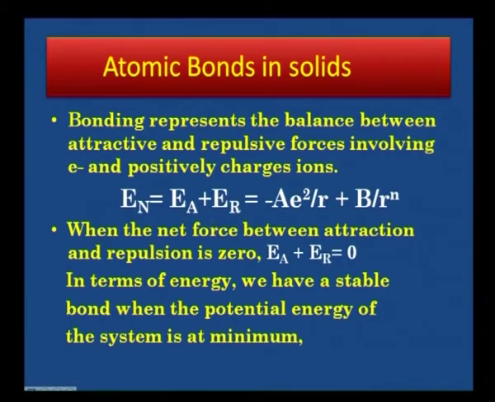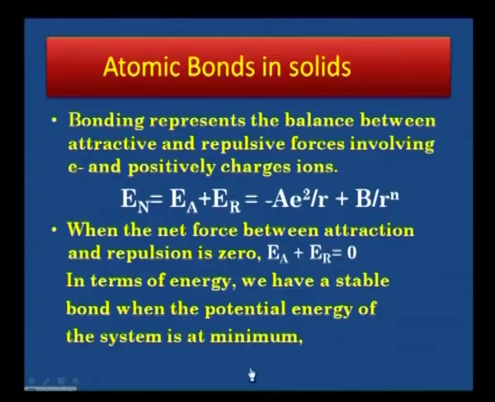In the case of ionic solids, if you go deep, you will find that the total energy of the ionic solid will be given by two terms. The attractive part will be minus A e square by r, plus B by r to the power n. Here A is called the Madelung constant, e is the charge residing on the positive or the negative ion, r is the distance which separates the positive and negative ions, and B is some other constant, and n is some unusual number.